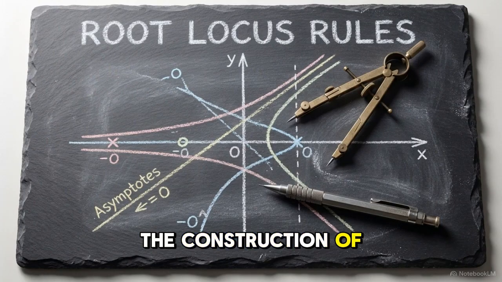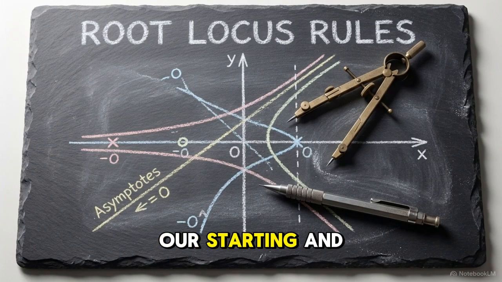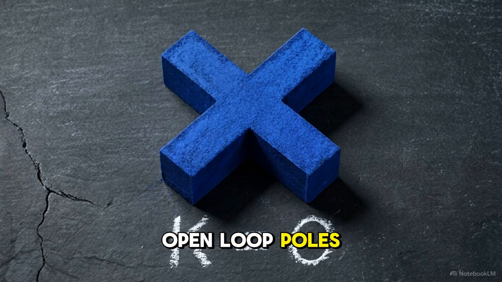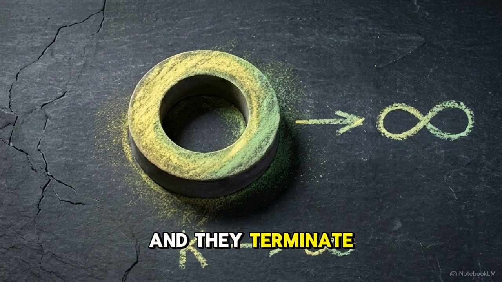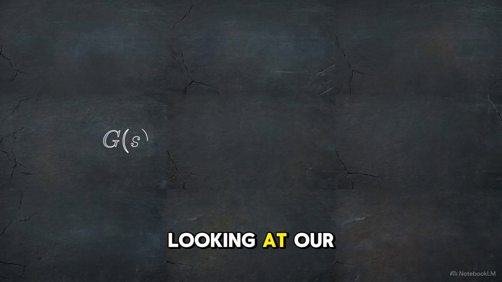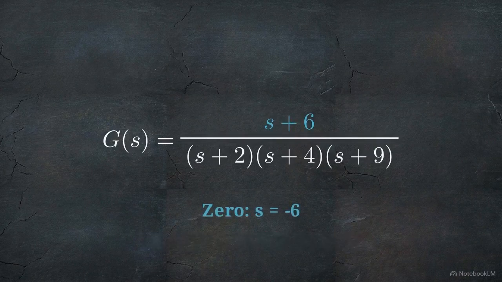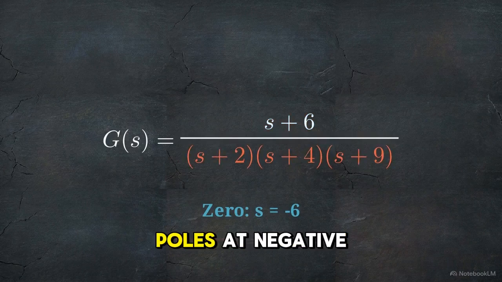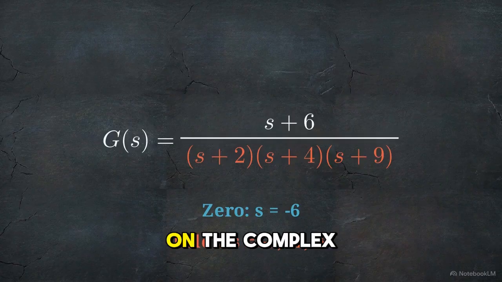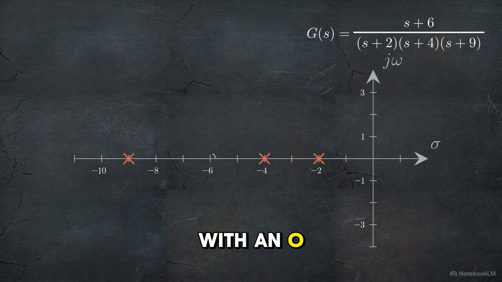The construction of a root locus follows strict rules. The first rule establishes our starting and ending points. The paths always originate at the open loop poles when the gain is 0, and they terminate at the open loop zeros as the gain approaches infinity. Looking at our transfer function, the numerator gives us a 0 at -6. The denominator gives us 3 poles at -2, -4, and -9. We plot these on the complex S-plane, marking the poles with an X and the 0 with an O.